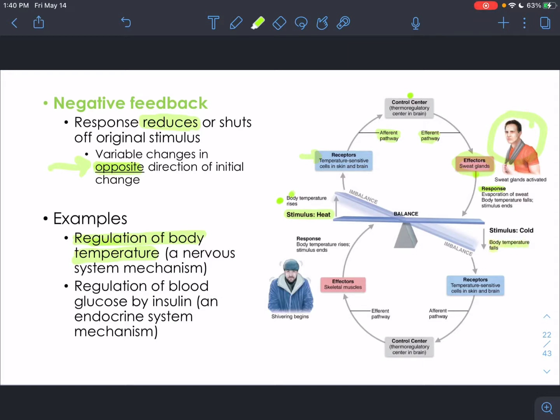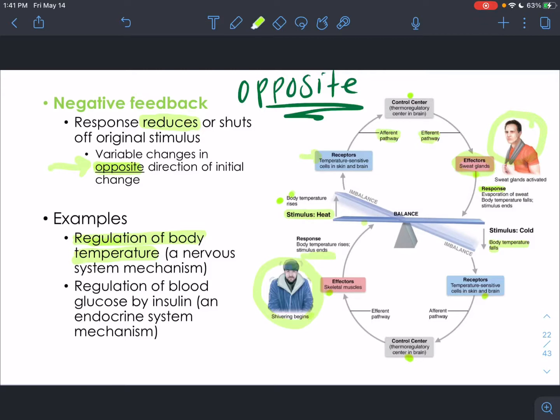Okay. On the opposite, you can do the same thing. If our body temperature is too cold, again, the receptors are going to sense that, send that information to the control center. Control center is going to say, we need to warm up, send the information to the effector, which in this case would be our skeletal muscles. And the skeletal muscles are going to have the response, which is going to be shivering, right? And shivering is going to increase our body temperature, get it hot again. So negative feedback, again, it's always going to be moving in the opposite direction. So if you're too hot, you want to cool off. You're too cold, you want to warm up.